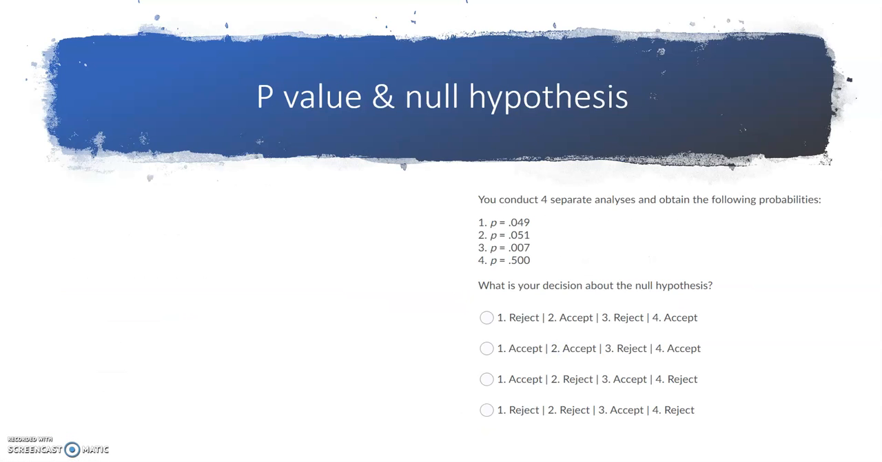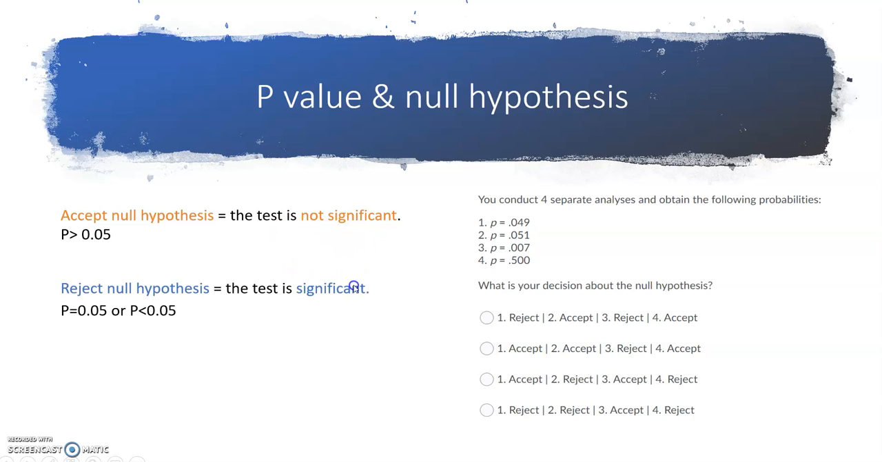P-value and the null hypothesis. So many students have a confusion with this part because the p-value that is bigger than 0.05, and then we accept our null hypothesis and we reject our hypothesis. So because the test is not significant. And when the p-value is equal to 0.05 or less than 0.05, then we accept our hypothesis and we reject our null hypothesis.